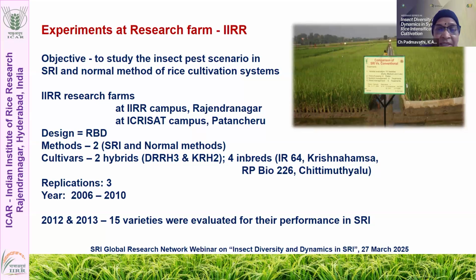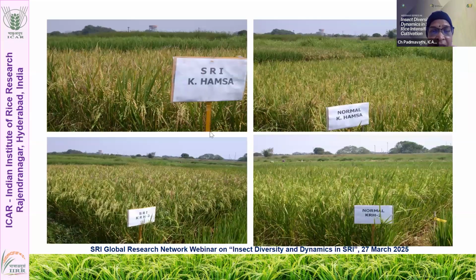So we'll see the pest incidence in this. You can see here SRI Krishnahamsa and normal Krishnahamsa, and SRI KRH2 and also normal KRH2. You all know the differences, particularly with respect to the number of tillers, number of leaves and other things, and also the maturity, how early it is. I'm not going deep into the agronomical parameters. I will restrict myself to the entomological parameters only in this presentation.